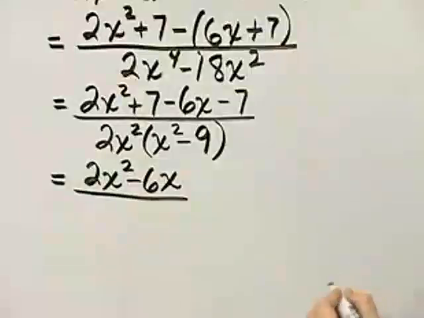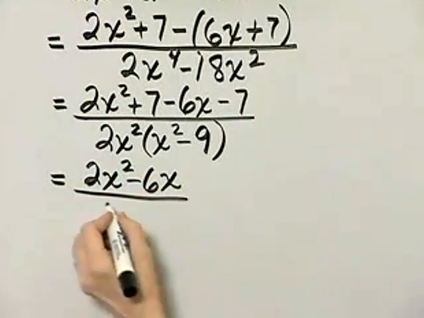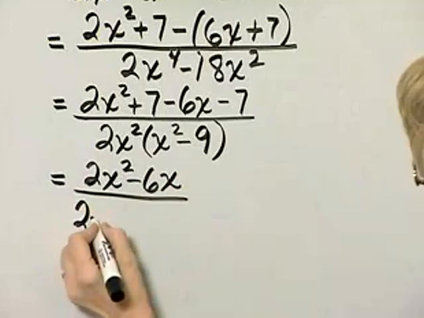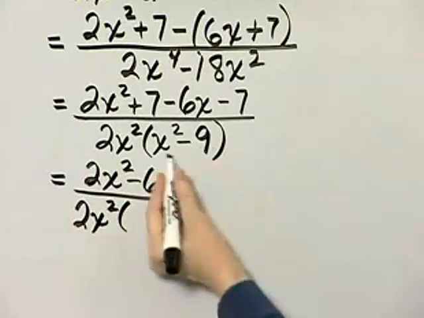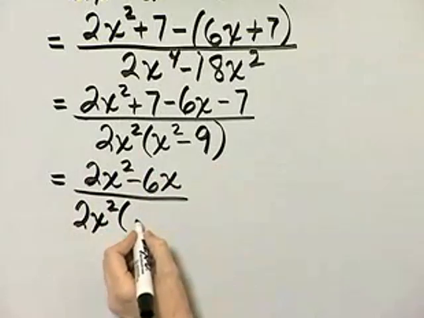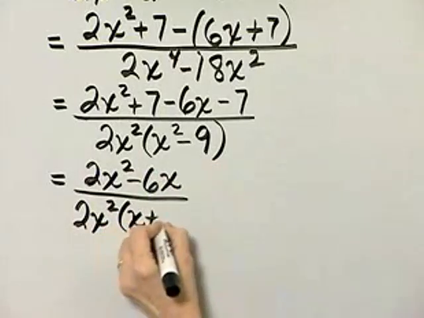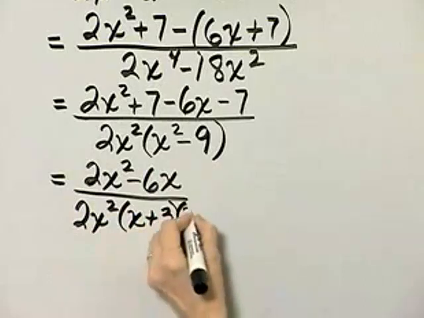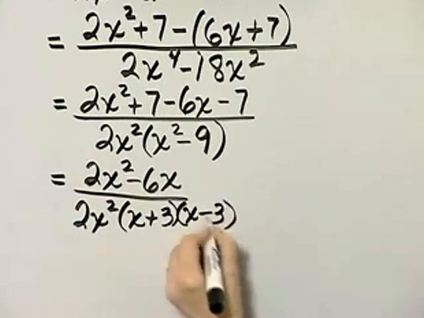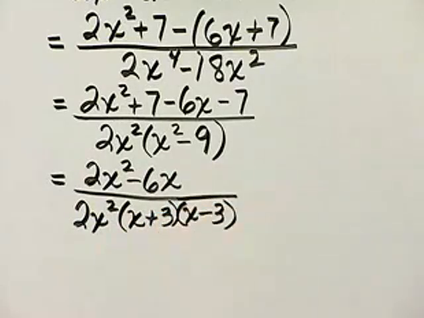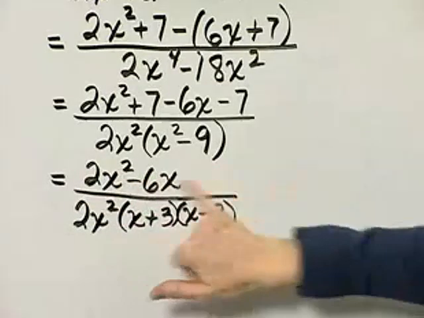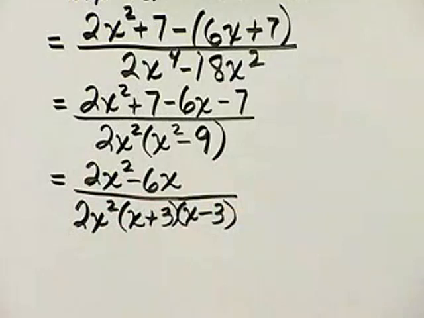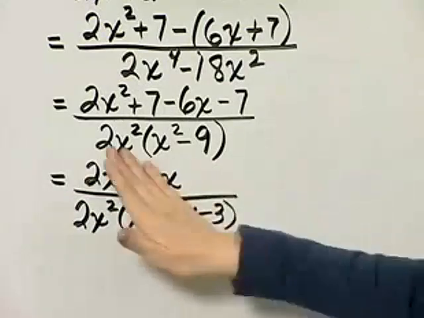We continue to factor in the denominator, and what do we have we can do in the denominator? I have 2x squared. This is the difference of squares, so I have x plus 3 times x minus 3. There we go. Now, what do we have in the numerator? Can we subtract those two terms? The answer is no. These are unlike terms.